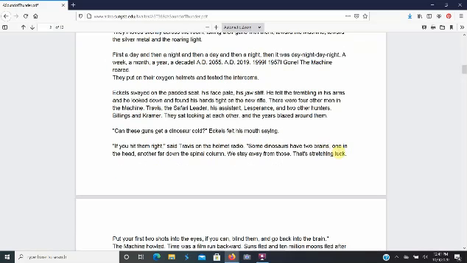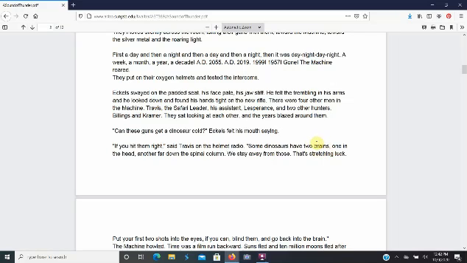Eccles swayed on the padded seat, his face pale, his jaw stiff. He felt the trembling in his arms and he looked down and found his hands tight on the new rifle. There were four other men in the machine: Travis, the safari leader, his assistant, Lesperance, and two other hunters, Billings and Kramer. They sat looking at each other and the years blazed around them.